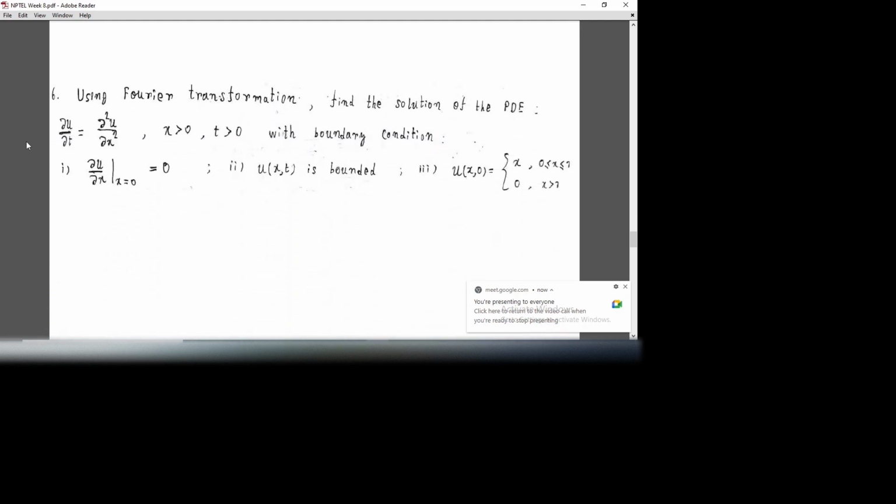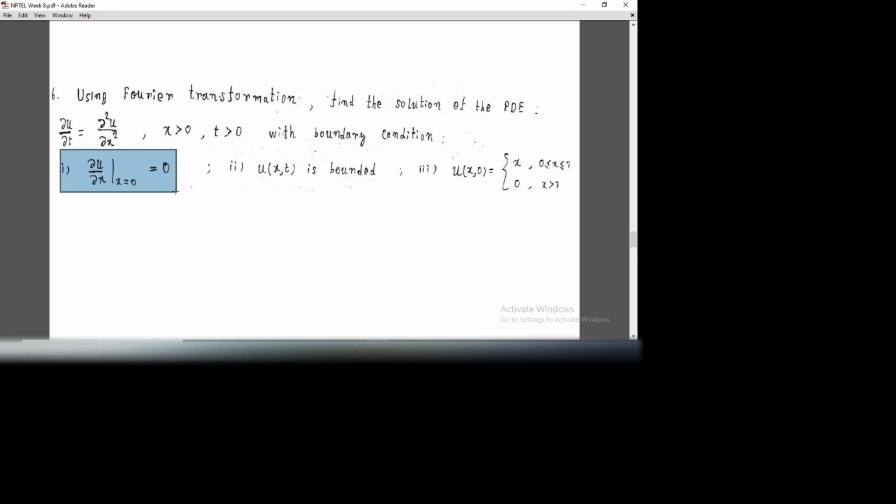So yeah, now I will simply give an overview of how to do this problem. Using the Fourier transformation, find the solution of this PDE in the region x greater than 0, t greater than 0, with boundary conditions. We are given 3 conditions.